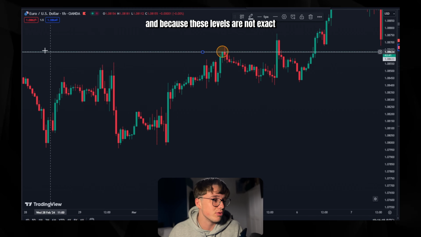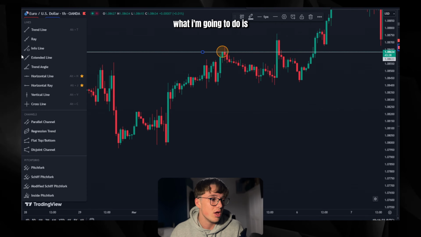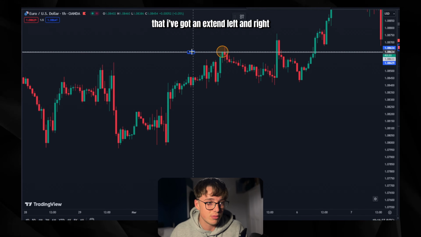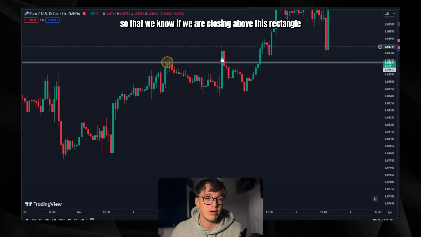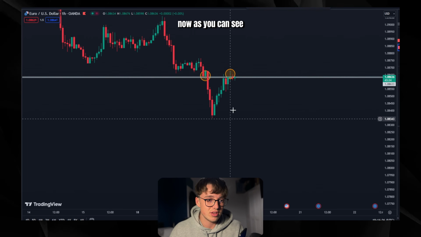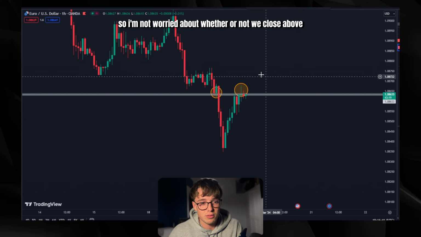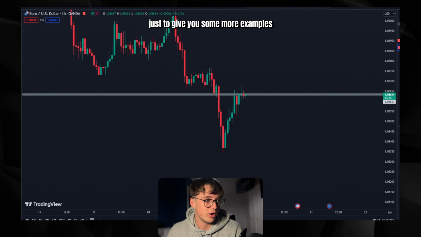And because these levels are not exact, they're not set in stone, what I'm going to do is a little rectangle like this that I've got on extend left and right, just to make the line a little bit thicker so that we know if we are closing above this rectangle, we're clearly closing above the support and resistance levels. Now, as you can see, we are approaching that level here at the moment, and that's fine. Obviously, I'm not trading at the moment, so I'm not worried about whether or not we close above. But let's look for some more, just to give you some more examples.